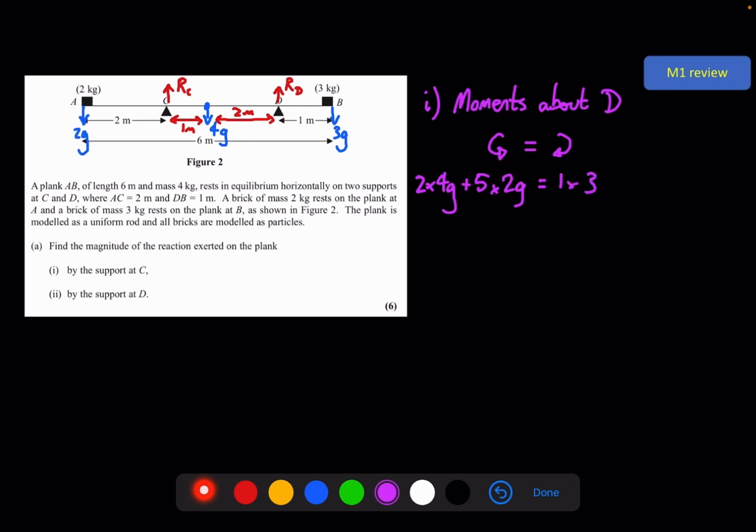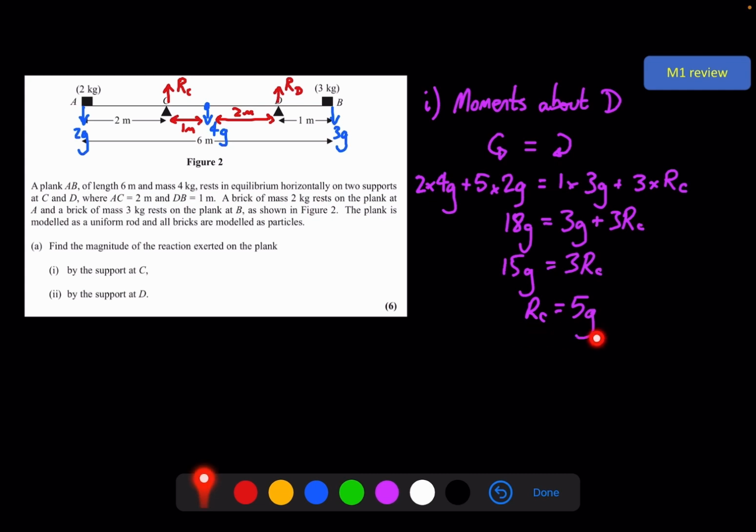1 times 3g plus 3 times RC. And then of course I can just rearrange this to get RC. Here we've got 8 and 10g, so in total 18g equals 3g plus 3 times the reaction. 15g equals 3 times the reaction force, so RC must equal 5g newtons. The question doesn't ask for an exact answer, particularly, but I will leave it like that.